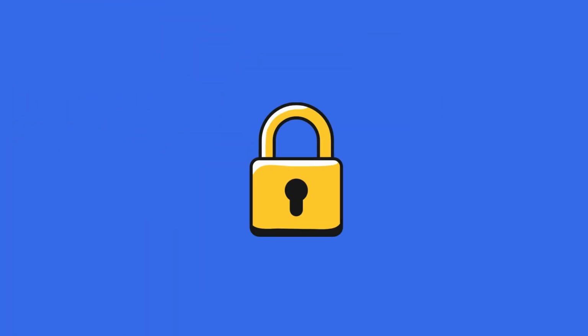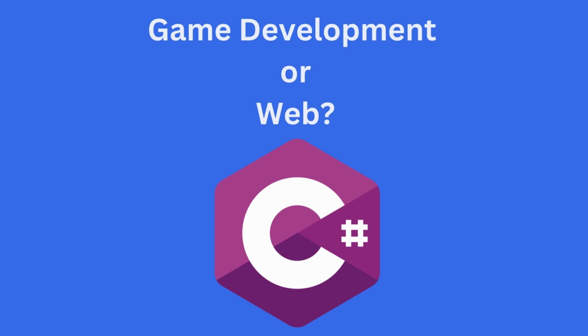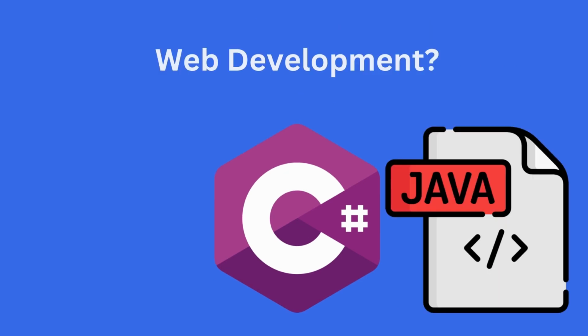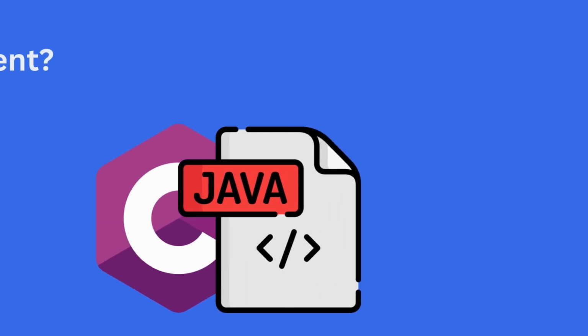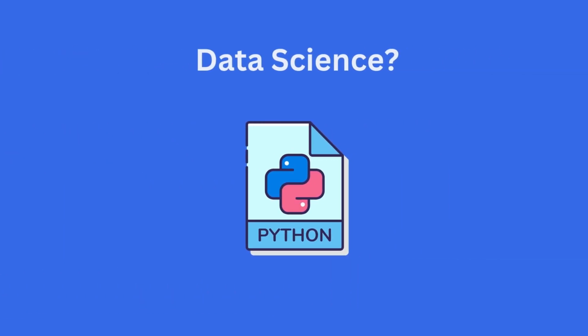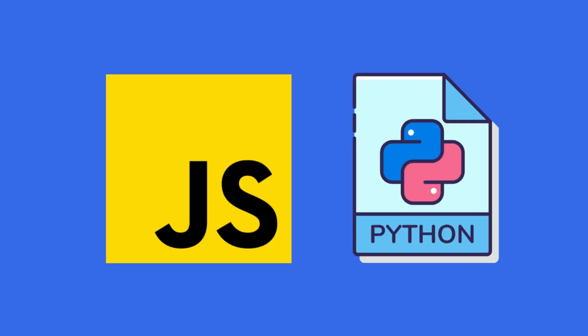If your end goal is to make games or web development, I would recommend something like C#. Java is also a solid choice for web development. JavaScript is a must for web development, but I would not recommend it as a first language. Python is widely used for data science, but again, I would not recommend it as a first language.